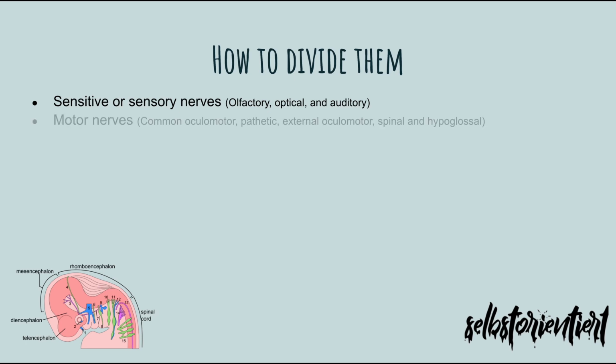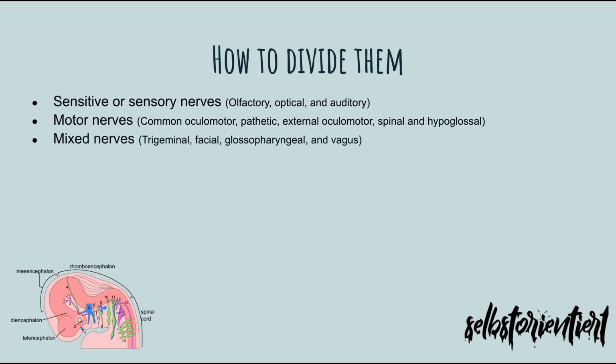Overall, you have the motor nerves, which are the common oculomotor, the pathetic, the external oculomotor, the spinal, and the hypoglossal, whose real origin is in the brain mass. They go to the ganglia and reach the muscles they innervate. And then, last but not least, you have the mixed nerves, with the trigeminal, the facial, the glossopharyngeal, and the vagus, which are mixed because you can't really put them in one or the other category.